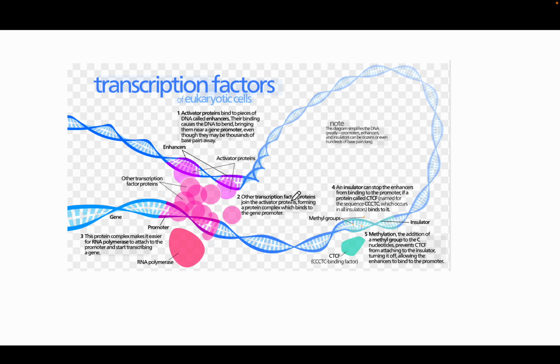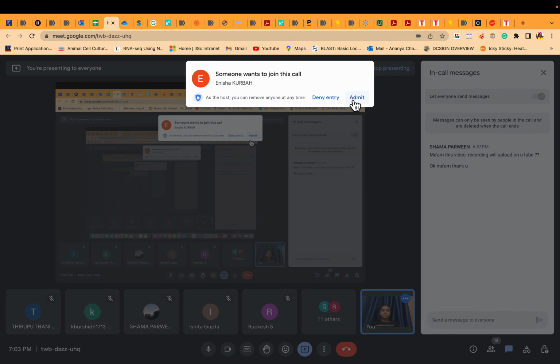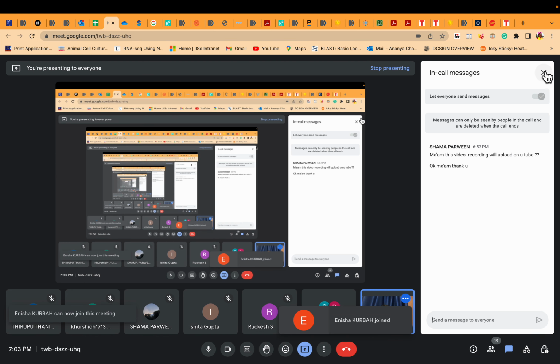Other transcription factors and proteins join the activated proteins, forming a protein complex which binds to the gene promoter. This protein complex makes it easier for RNA polymerase to attach to the promoter and start transcribing the gene. So this protein complex facilitates the binding of RNA polymerase and then it starts transcribing.